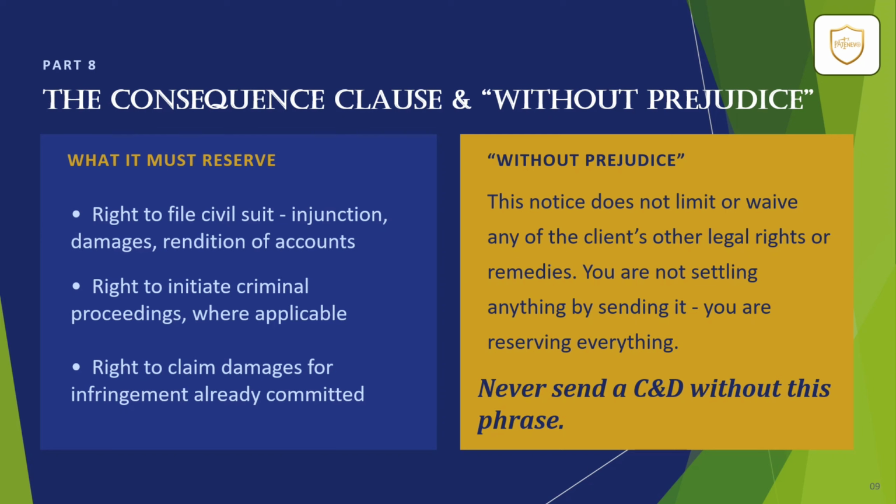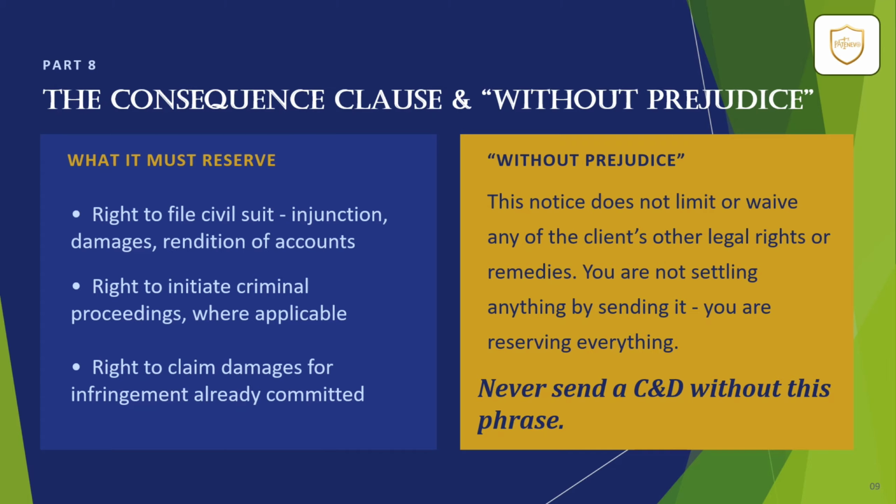Now part 8, the consequences clause and the closing. Two things here. First, the consequences clause tells the recipient what happens if they don't comply, because you are reserving the right to initiate civil and, wherever applicable, criminal proceedings, including a suit for permanent injunction and rendition of accounts.